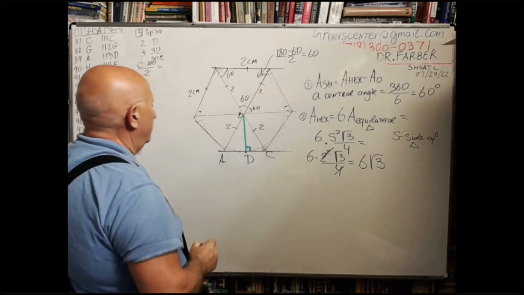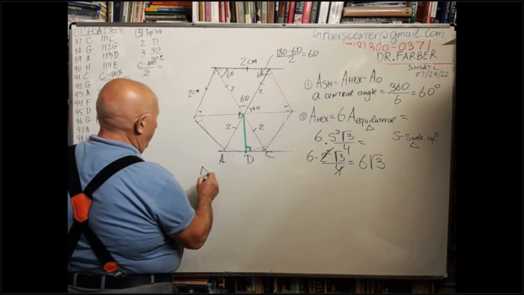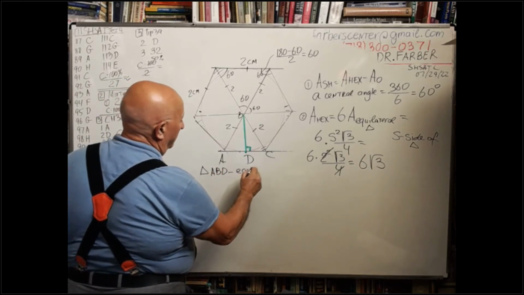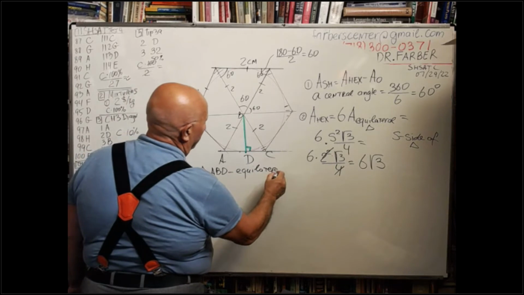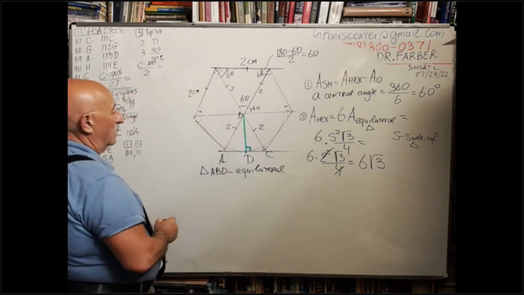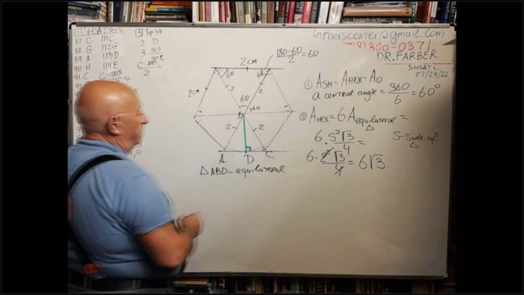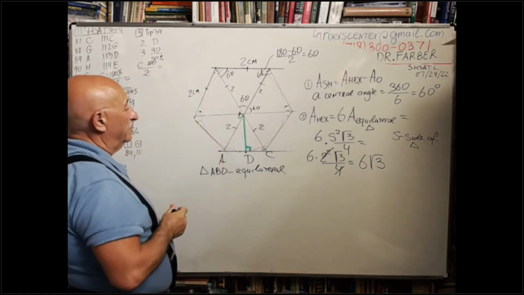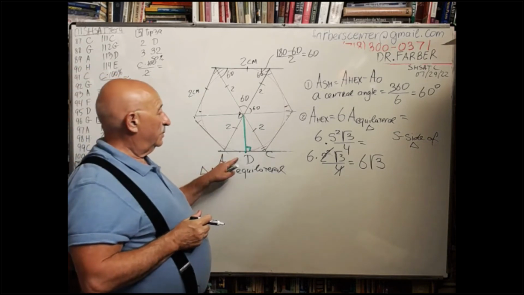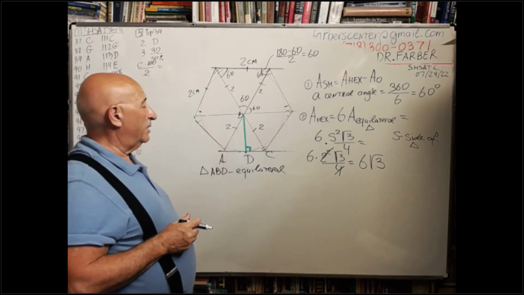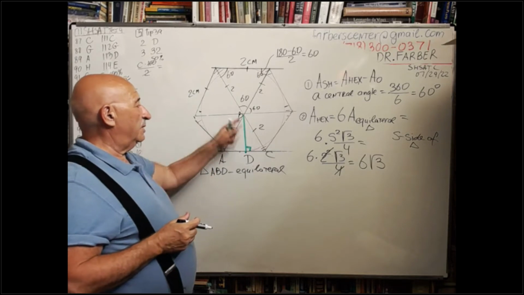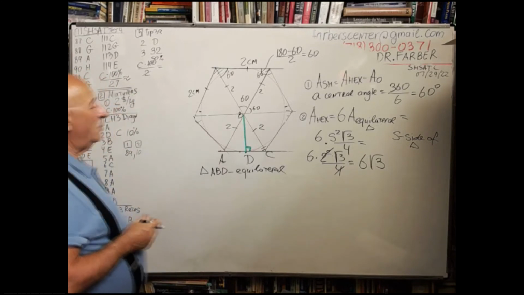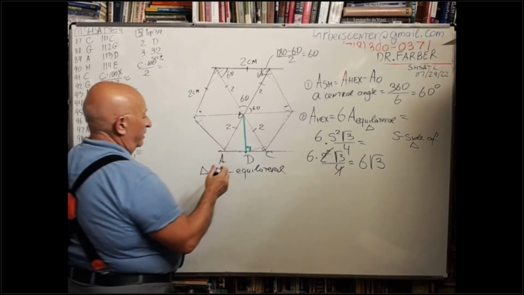Second of all, triangle ABD, equilateral as well. And BD is altitude and median and bisector. In an equilateral or isosceles triangle, median is altitude and bisector. It means AD equals 1.